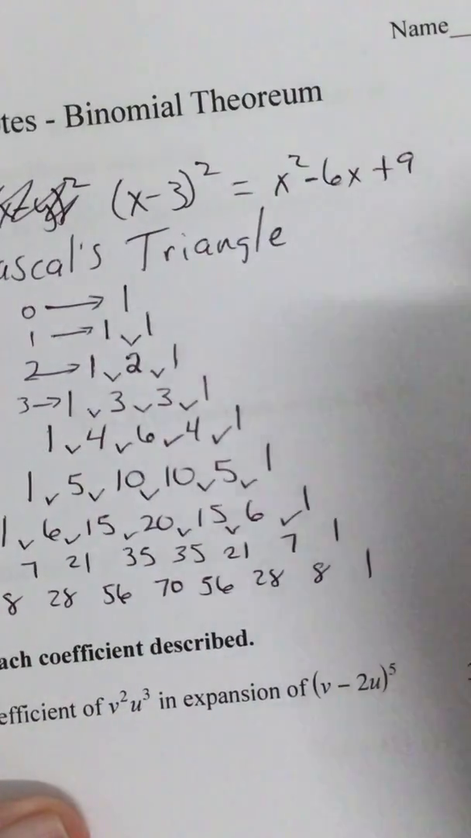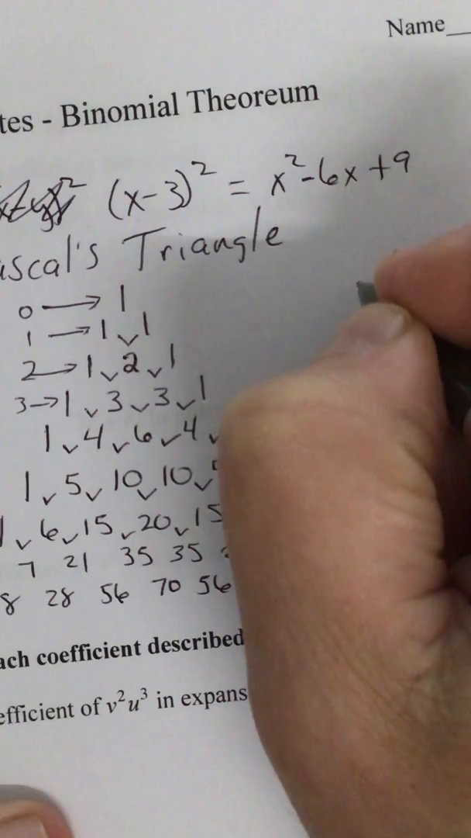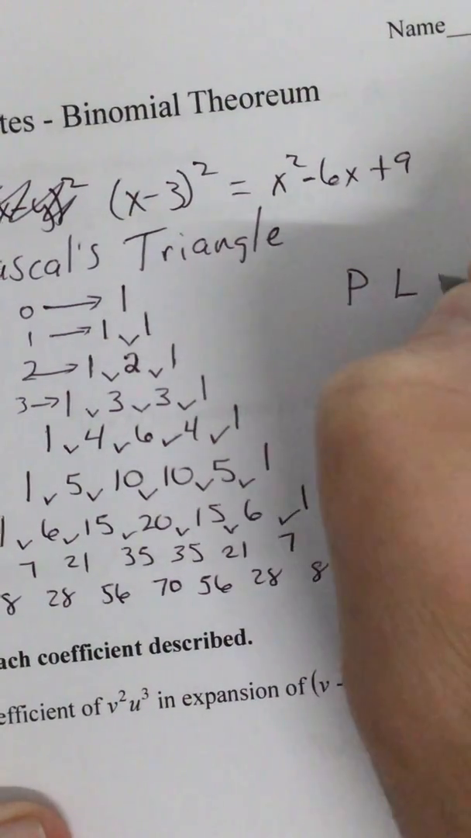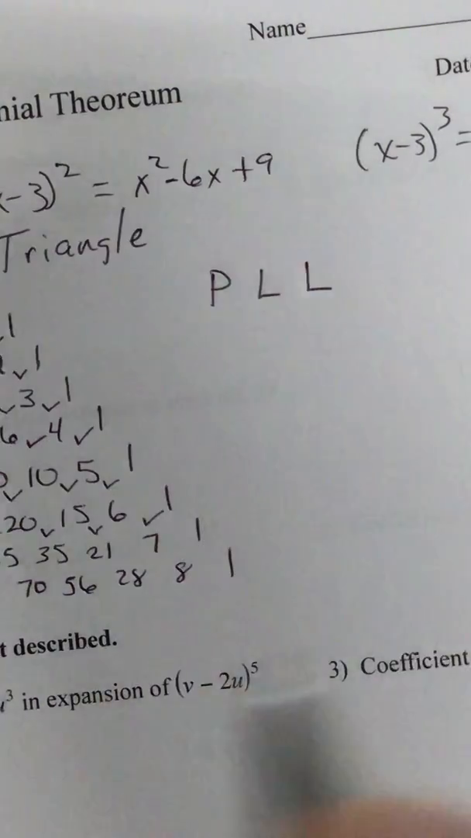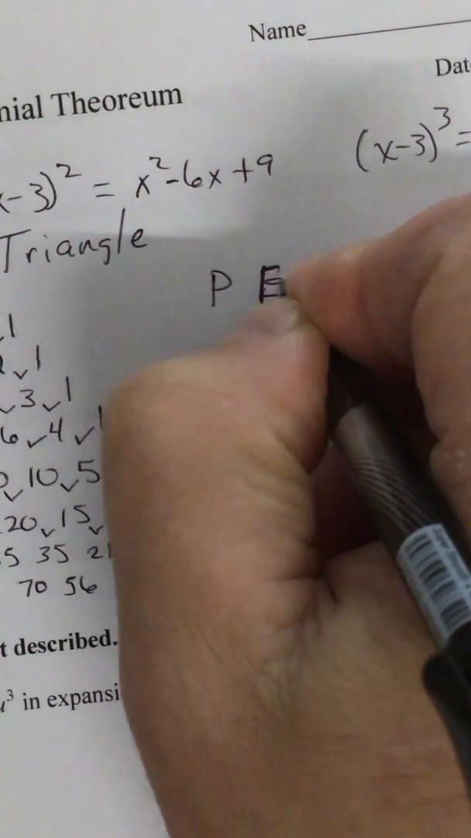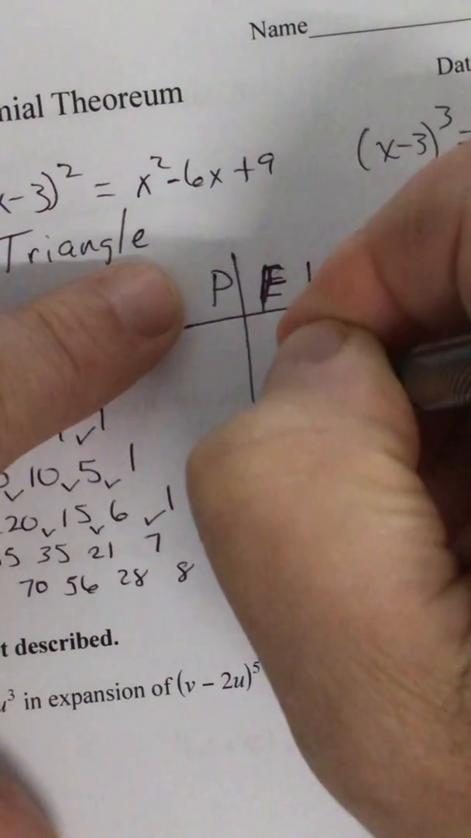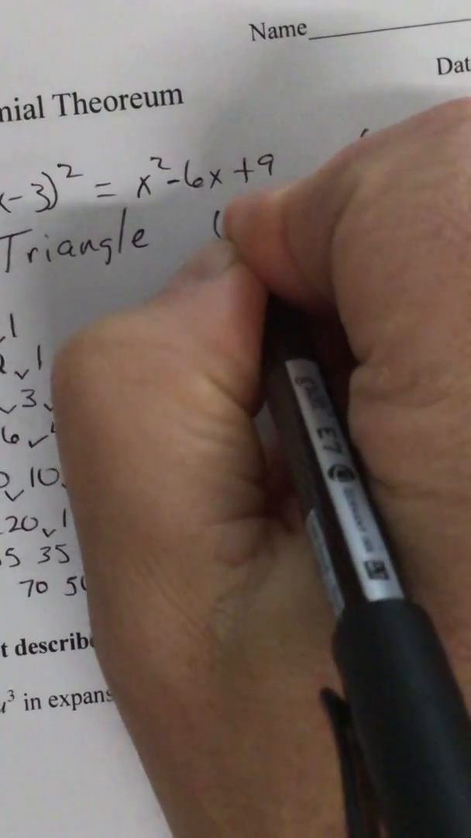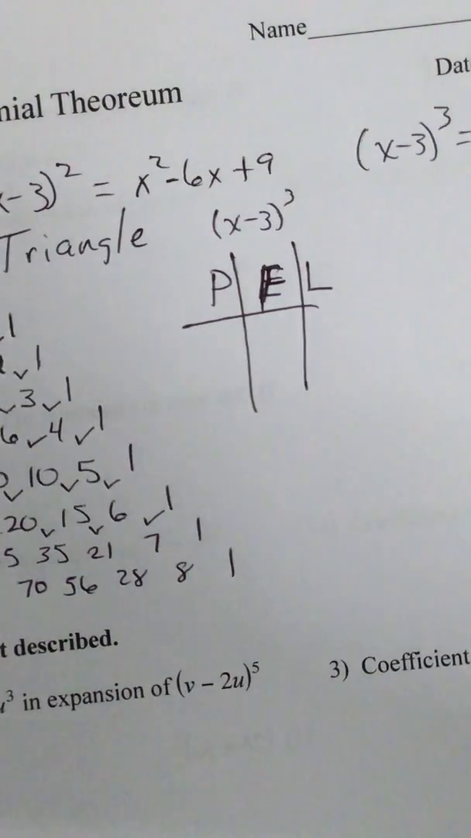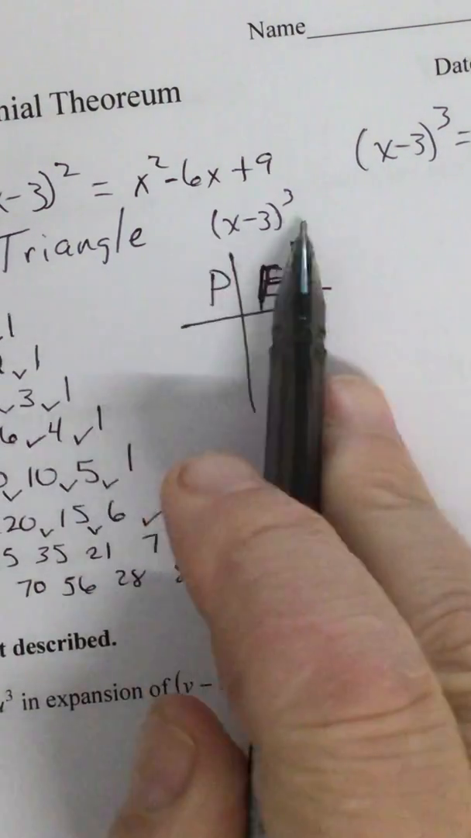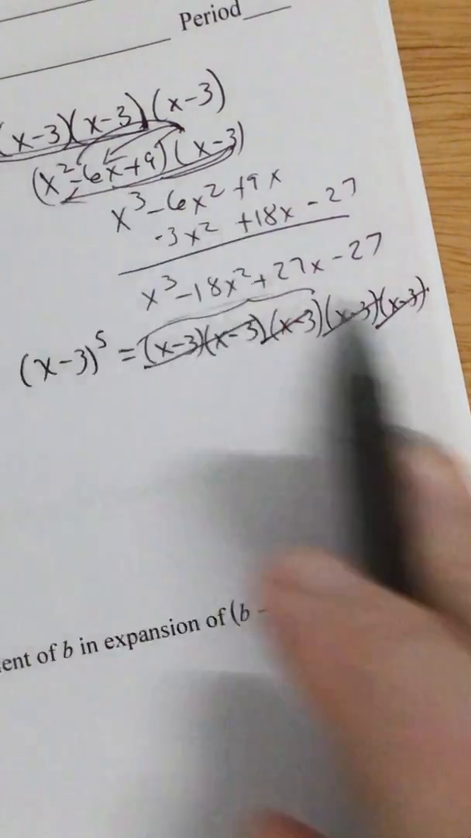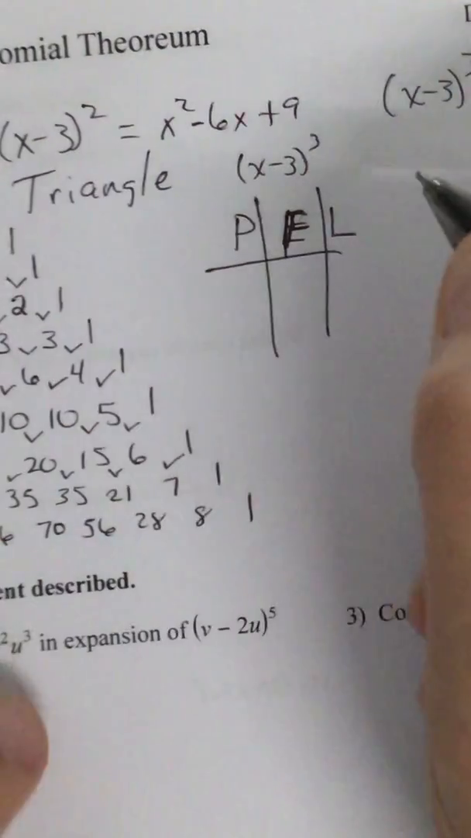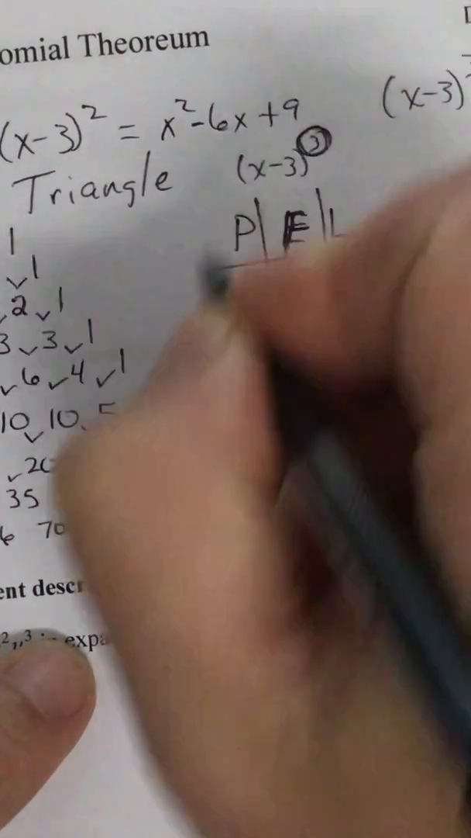Okay, here's how we're going to use Pascal's triangle. It's PFL. Oops, that should be an F. That stands for Pascal first last. And let's take this x minus 3 to the third. Pascal's triangle helps us expand this. Expand means put it in its long form without having to multiply it out. Okay, the P column is the row number. Whatever the power is, that's the row number.